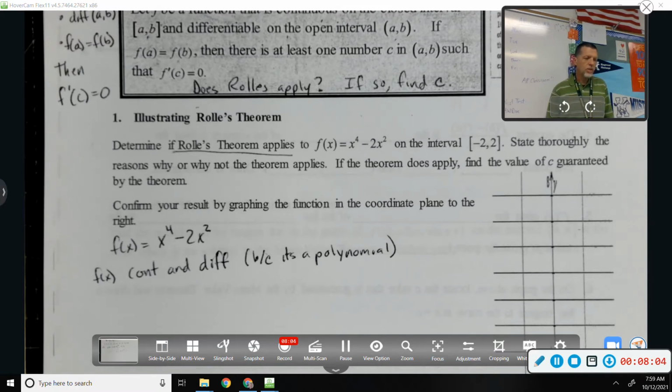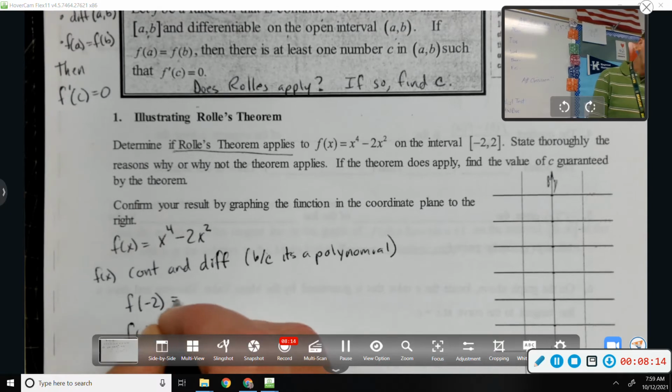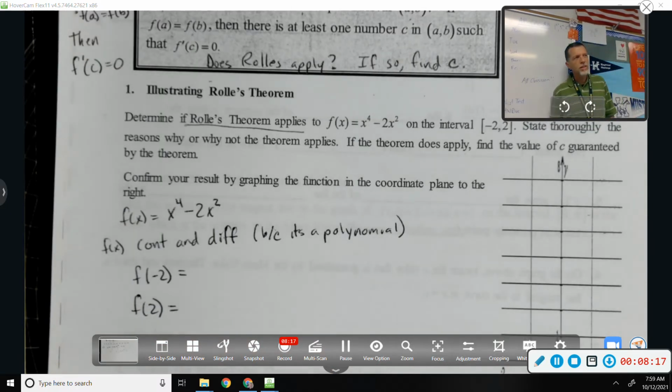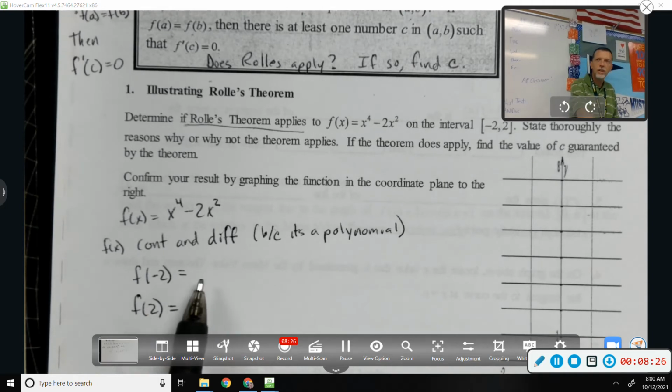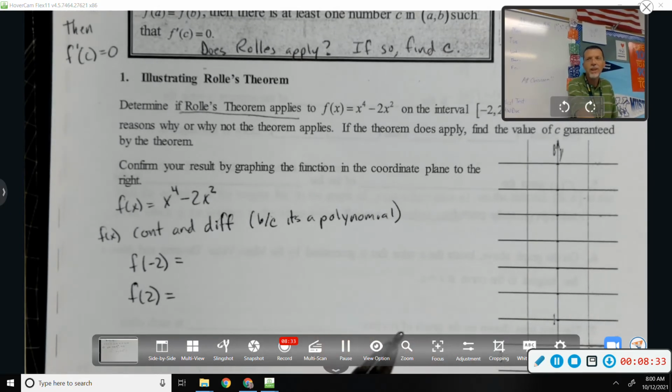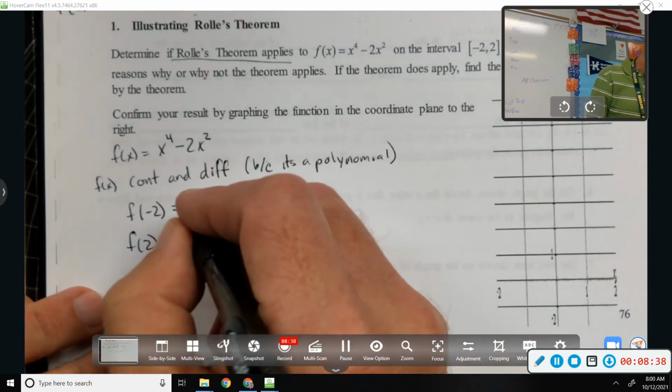It's continuous, it's differentiable. Now we need to check the y values of the endpoints. So we need to find f of -2 and f of 2. And what are we looking for when we do this? What are we hoping to find? Before we find c, though, when I look at f of -2 and f of 2, I want them to be equal. If they're not equal, then this problem is done. So maybe I don't want them to be equal, but if they're equal, I can keep going on the problem. So f of -2.